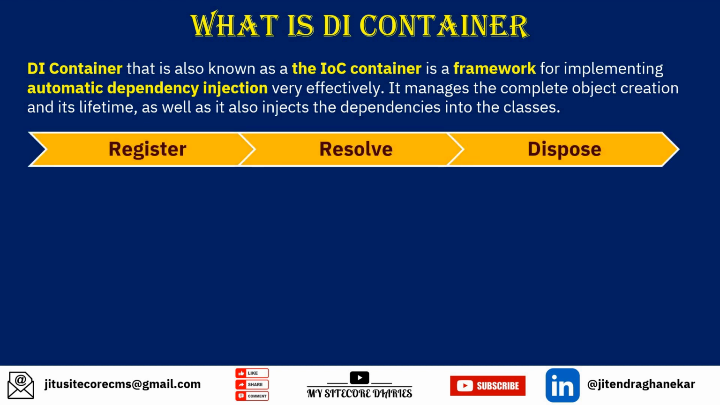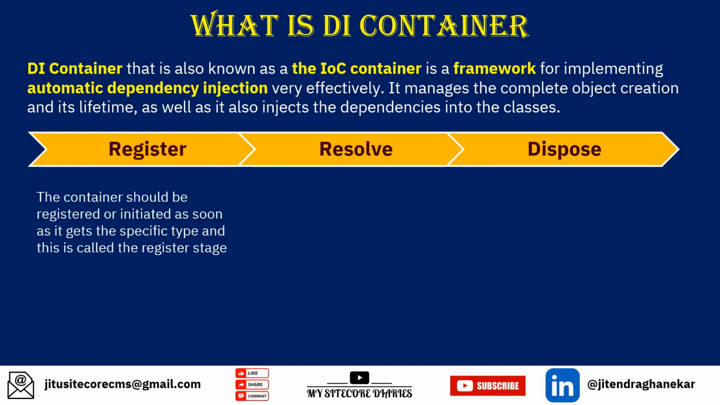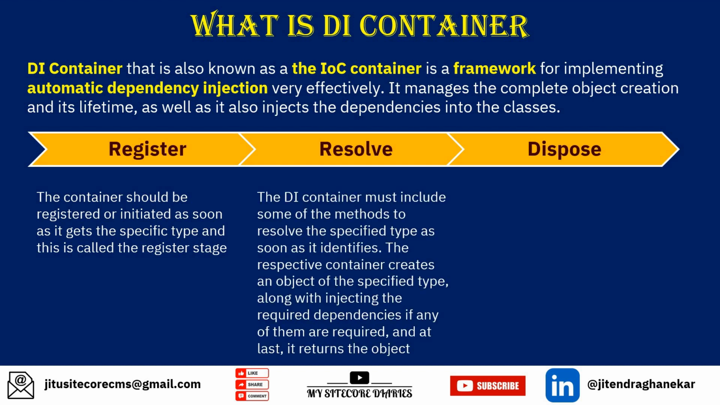So it has three steps. First we register, then resolve, then dispose, in the DI container. So what does register do? The container should be registered or initiated as soon as it gets a specific type, and this is called the register stage. Resolve: the DI container must include some methods to resolve the specified type as soon as it identifies it. The container creates an object of the specified type along with injecting the required dependencies, if any are required, and at last it returns the object. We'll see how it works with the example.